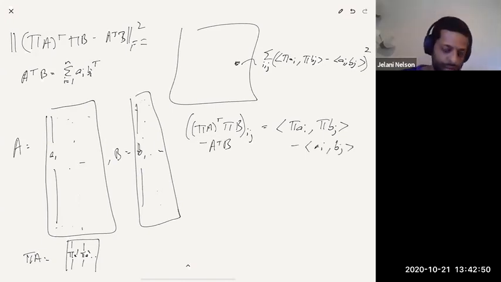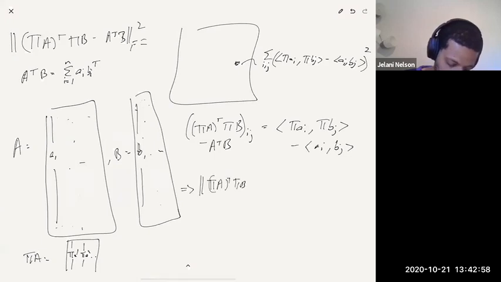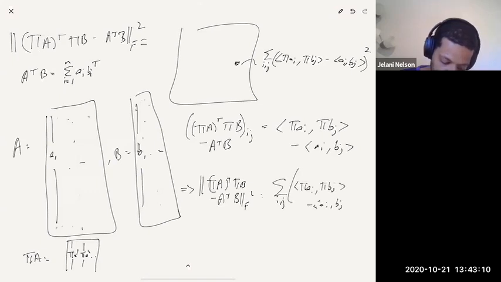So if you look at the Frobenius norm squared of pi A transpose pi B minus A transpose B, this is just the sum over all ij of (pi A_i dot pi B_j minus A_i dot B_j) squared.